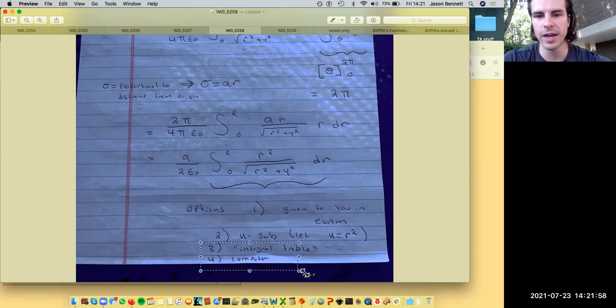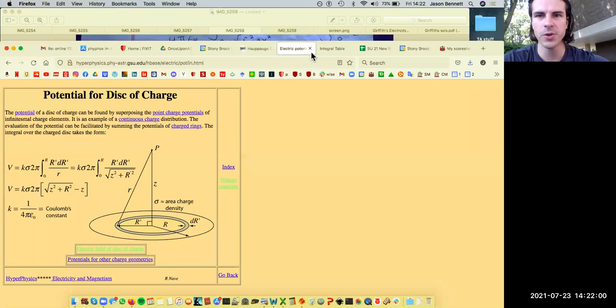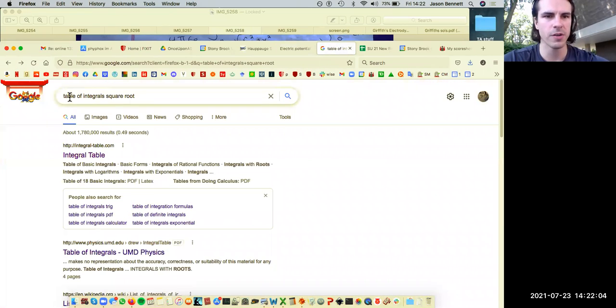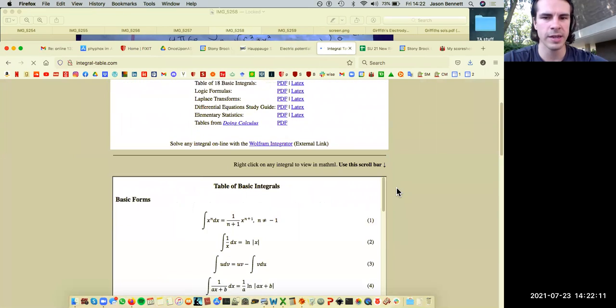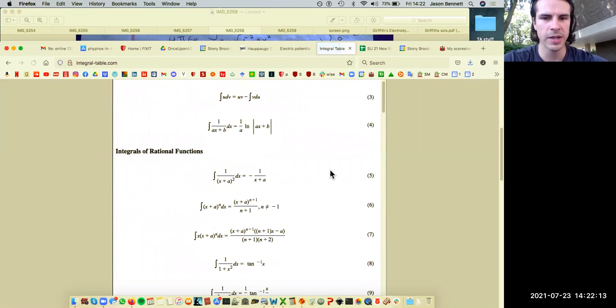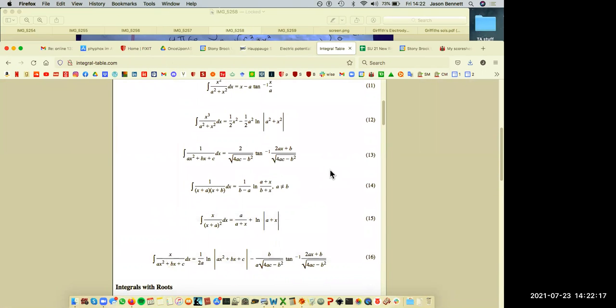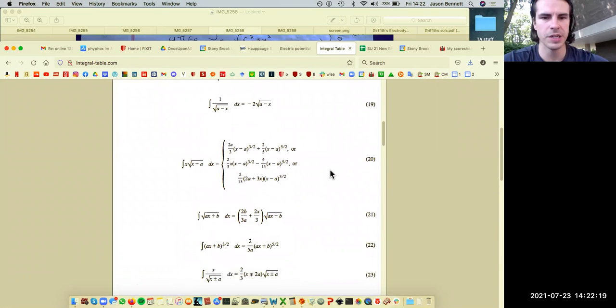I did 3 and 4 actually. So what I did was I went over to Google and I said, show me an integral table or table of integrals for things that involve square roots. And then I clicked on this and I started scrolling until I found something that looked like what I wanted. Okay, we're seeing some square roots.